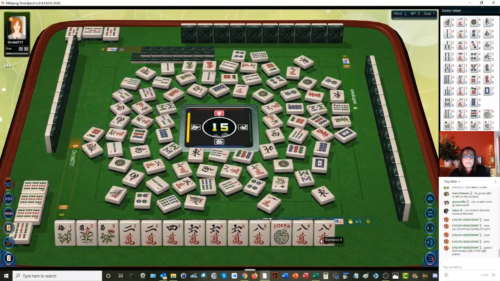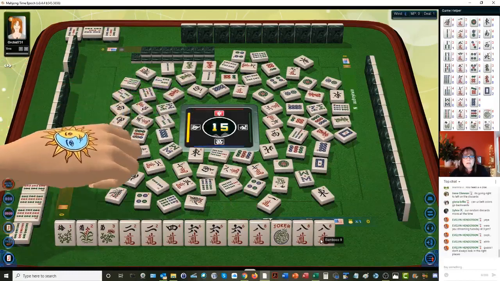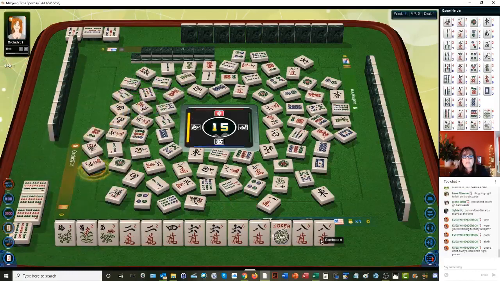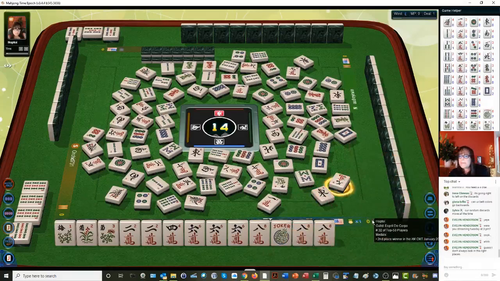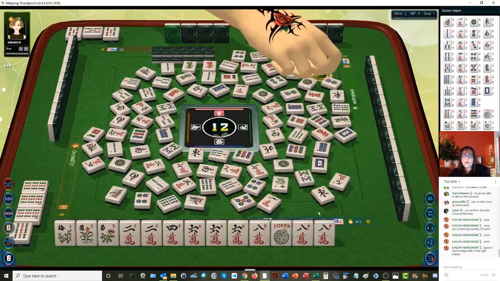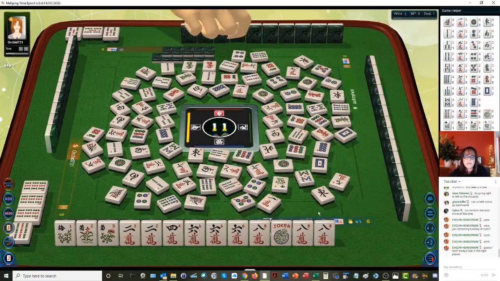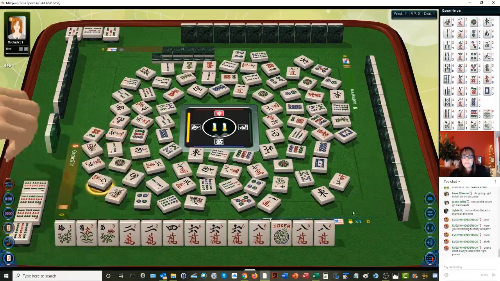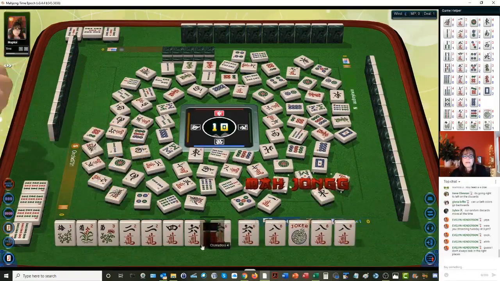Kong. 5 characters. We need that 4 crack. We got a 9 crack. I'm going to play to win. 9 characters. Hold your breath. Woo! Scary! 5 dots. 4 dots. We need a 4 crack to win. First 2, 4, 6, 8 hand. 9 characters. Oh, we got it. We got a win!